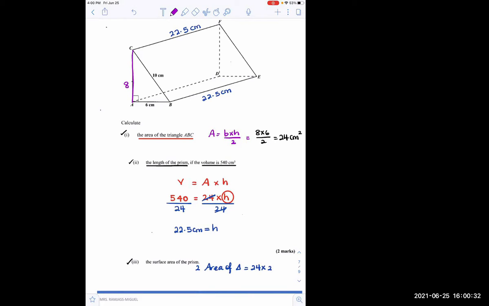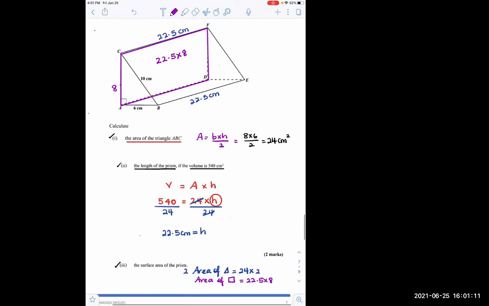This is the width, right? Watch this. This is the width here of the first rectangle. This is the length. You all see that? Look at here. You all see this rectangle here? Yes, miss. So this one in the back is 22.5 by 8. So we have the area of the rectangle 22.5 by 8.